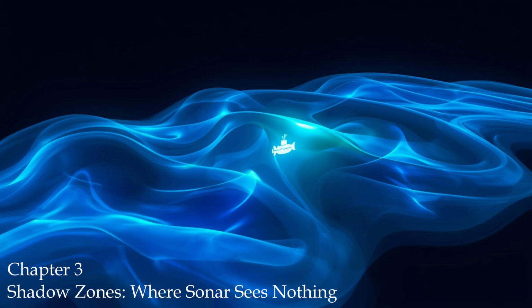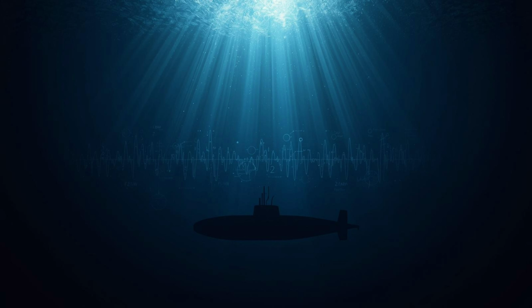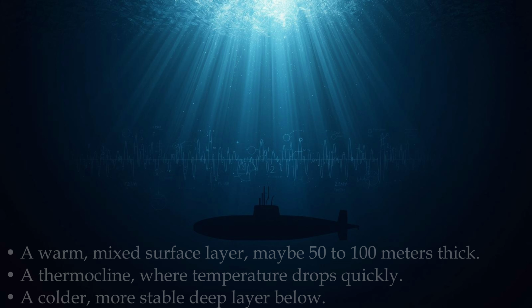3. Shadow zones, where sonar sees nothing. Let's go back to our submarine hiding under the layer. The layer here is the seasonal thermocline, a temperature gradient that appears in many oceans during warmer months. On a cross-section you would see a warm, mixed surface layer, maybe 50 to 100 meters thick. A thermocline where temperature drops quickly. A colder, more stable, deep layer below.